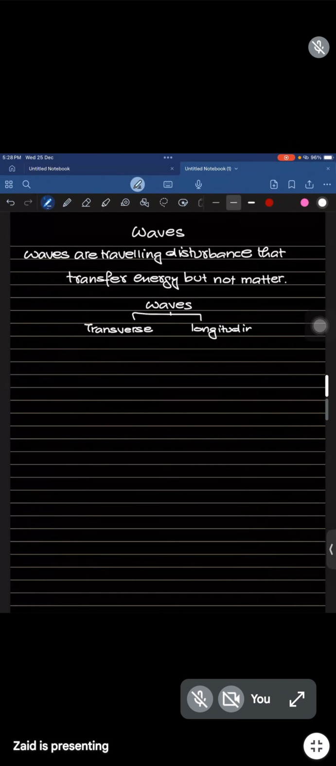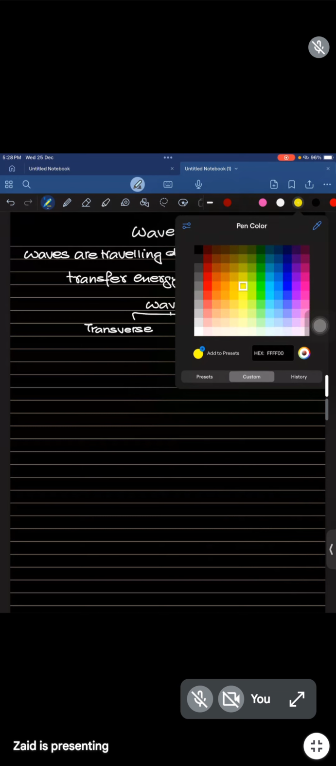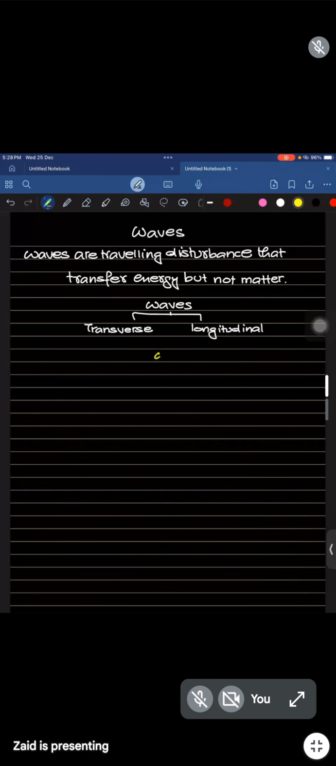The second classification is waves are electromagnetic and mechanical. Okay. The first classification is according to the wave motion, and the second classification is according to the medium.